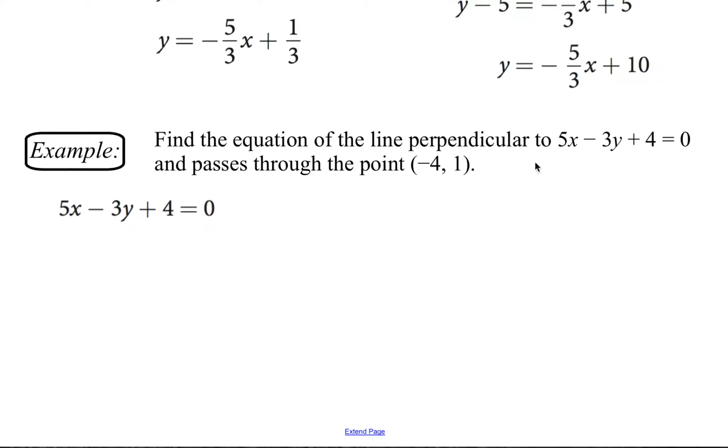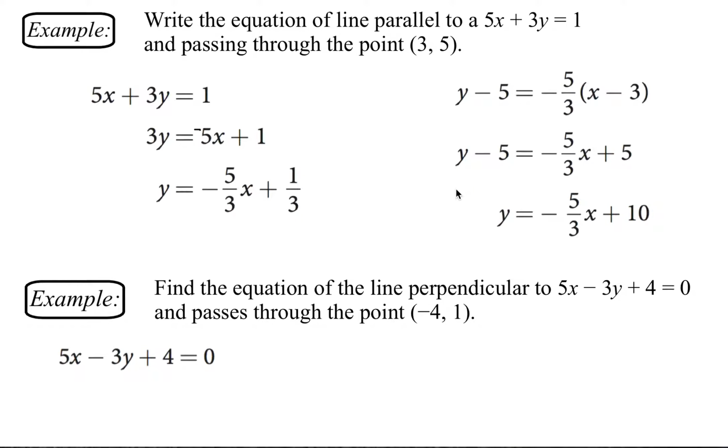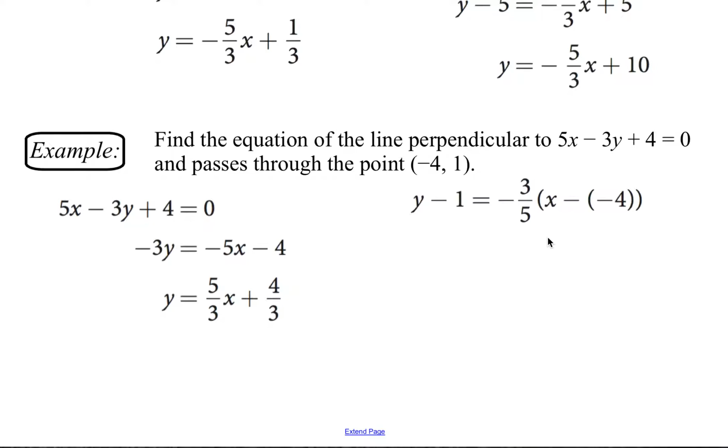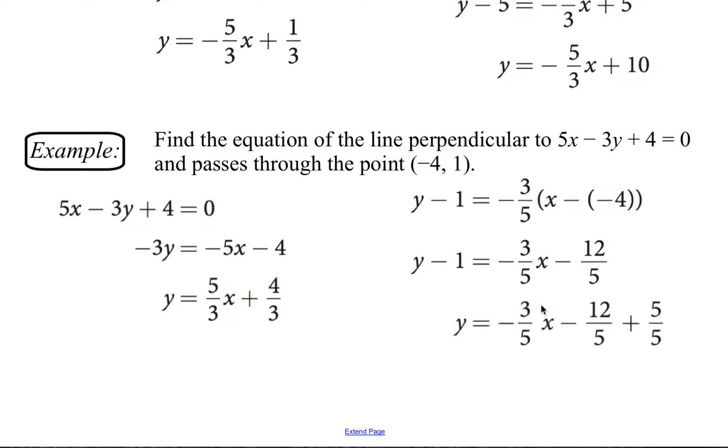Find the equation of the line perpendicular to this one passing through that point. Same exact process as the example above. Solve this for y. Plug in your point using point-slope form and then write it in slope-intercept form. I'm going to zip through this one fairly quickly: subtracting 5x from both sides, dividing by negative 3, plugging in your point negative 4, 1, and solving for y. Getting like denominators here, we end up with y equals negative 3/5 x minus 7/5.